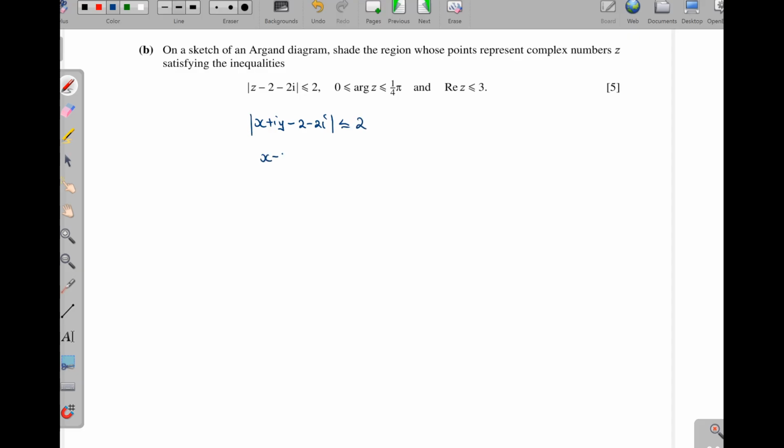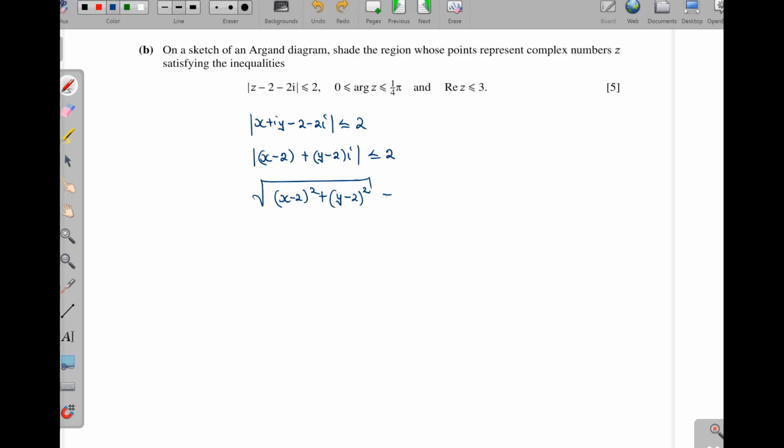Then separate the real from the imaginary. So we have the real part is this. The imaginary is y minus 2 here, like that. And then how do we get the modulus of a complex number? That is the square root of the real part squared, then plus y minus 2, then squared. That's the imaginary part. Then less than or equal to 2.